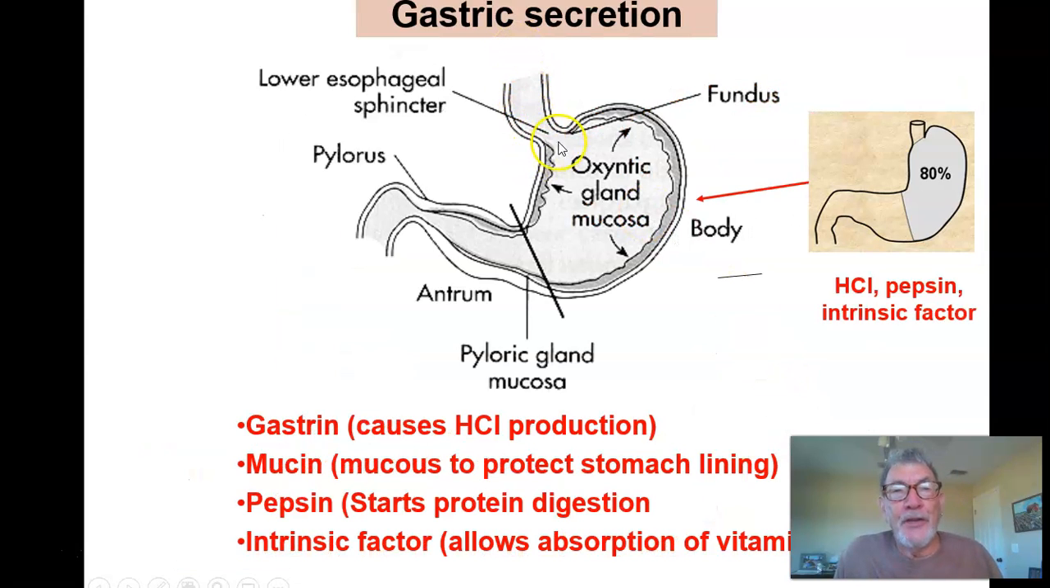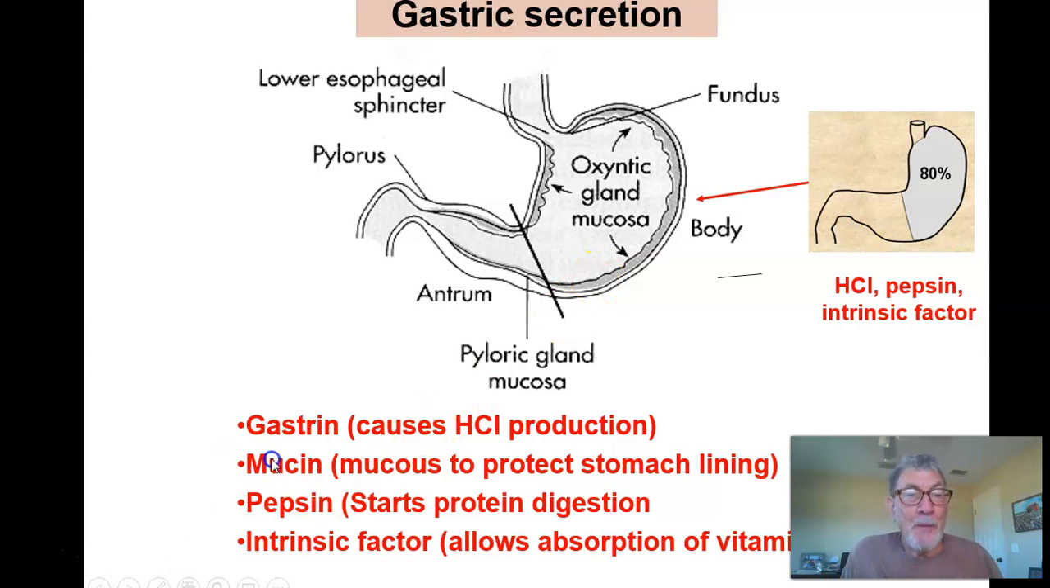Move down into the stomach. See, here's your lower esophageal sphincter. Here's where the food comes into the stomach. The oxyntic glands make really two things. They make hydrochloric acid in this area, which is your stomach acid.